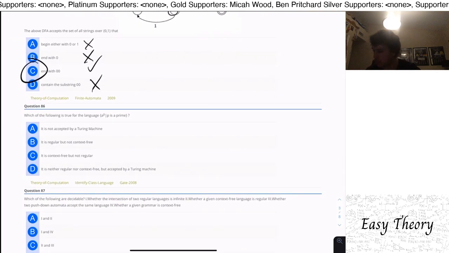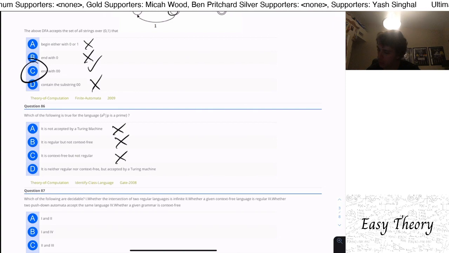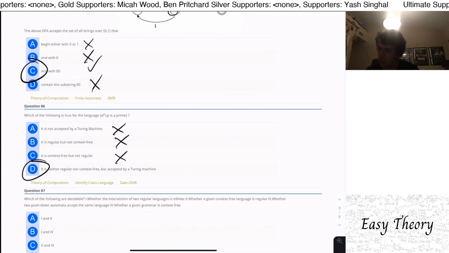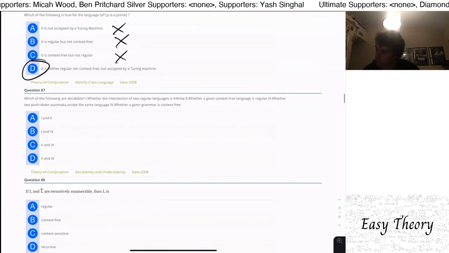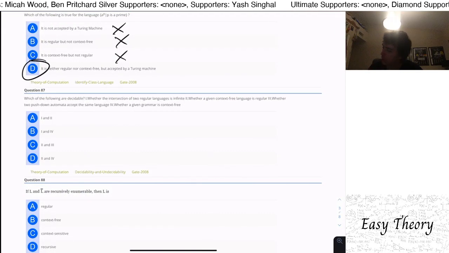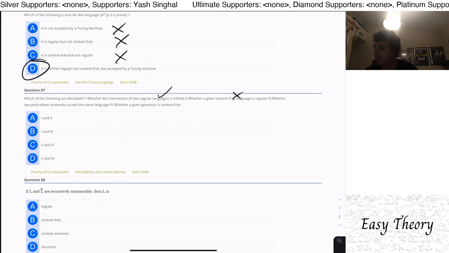What about primes? That's not true. Regular but not context-free? Nope. Context-free but not regular? Nope. It's D. Let's be sure of that. Yep. Which of the following are decidable? Whether the intersection of two regular languages is infinite? Yep, that is. Whether a context-free language is regular? Nope, because we can't even get sigma star out of it.